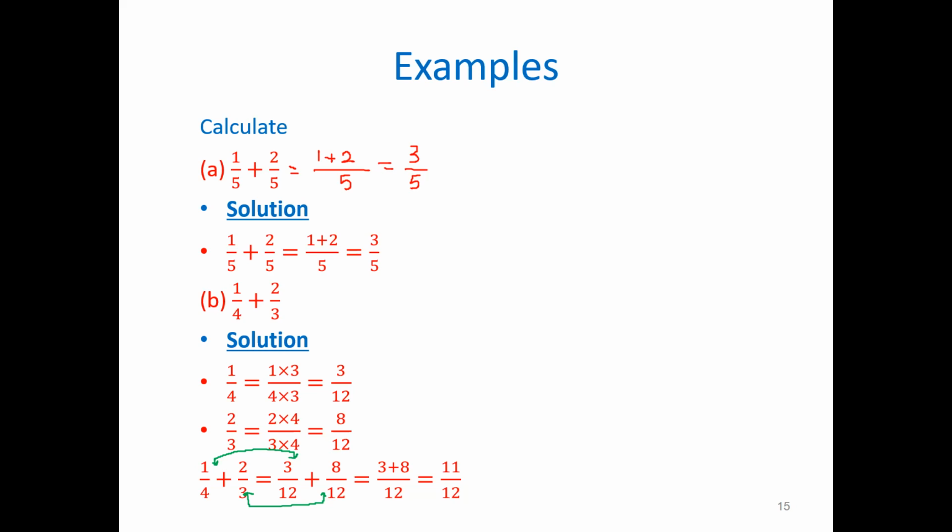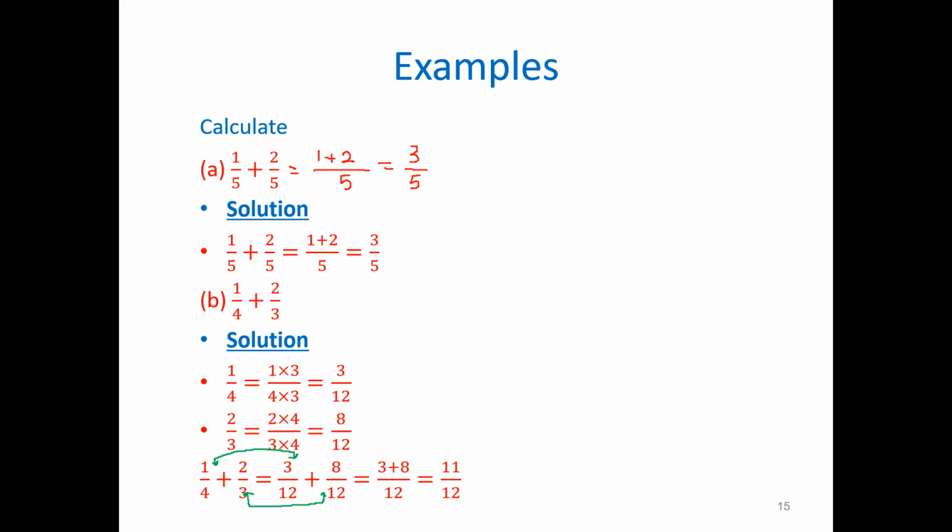But why do we have to do this? We have to do this because to add these two fractions, their denominator should be the same. Now here in this case, the denominator of both fractions is 12, and then we can apply the rules similar to the question number A.